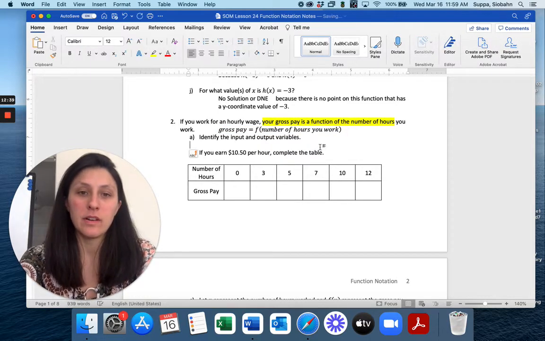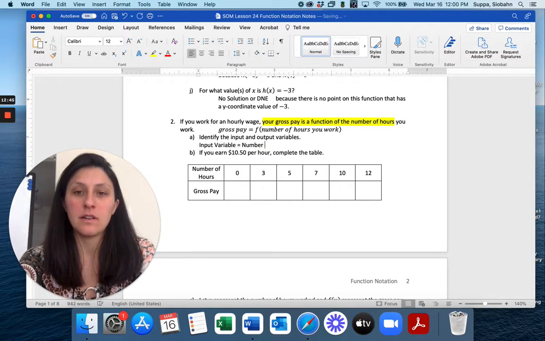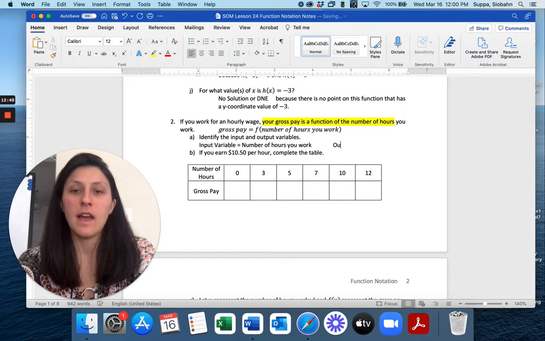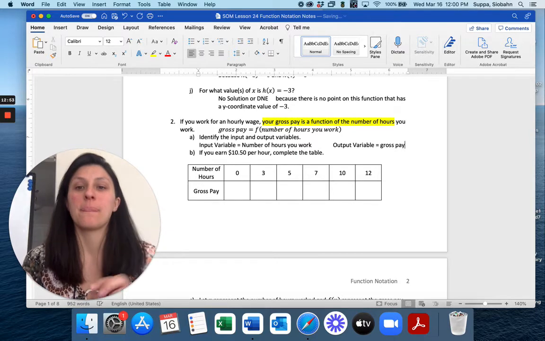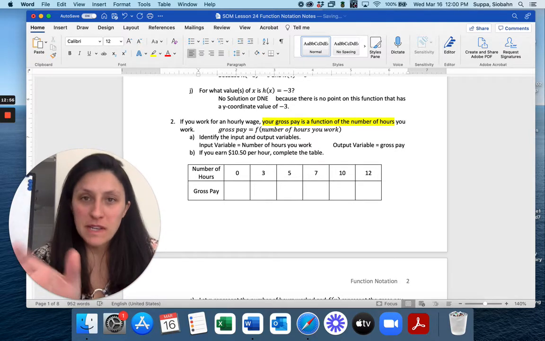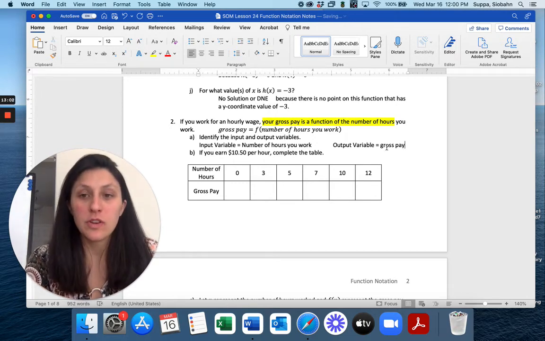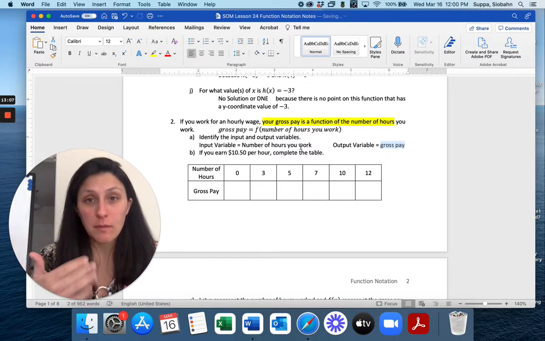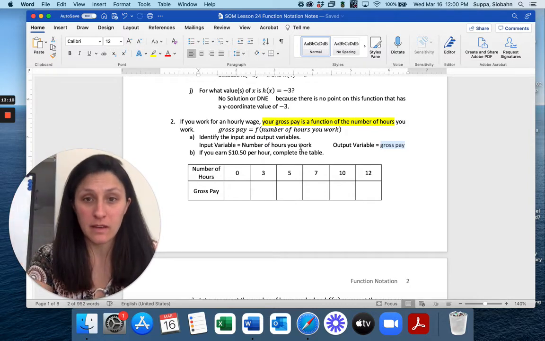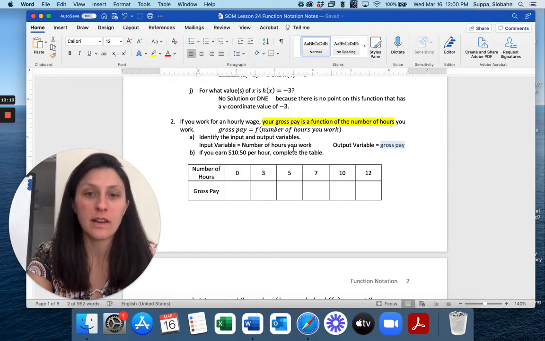So what is the input variable? The input variable is the number of hours you work, and the output variable is your gross pay. And this should make sense as well, because if you go back to our lesson on independent and dependent variables, your gross pay depends on the number of hours you work, right? If you know how many hours you work, you can tell me exactly how much money you'll make for the week, or however you're tracking money. So this should confirm with what we've learned earlier.